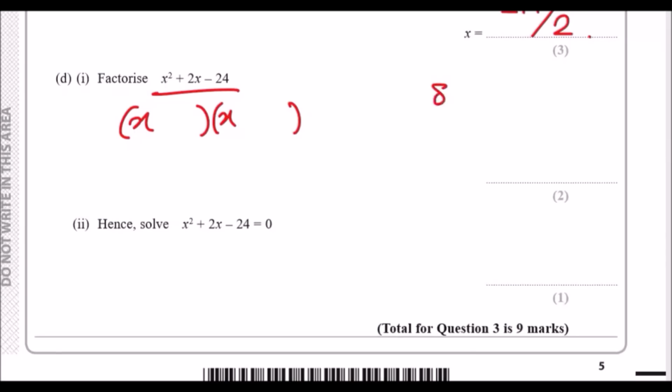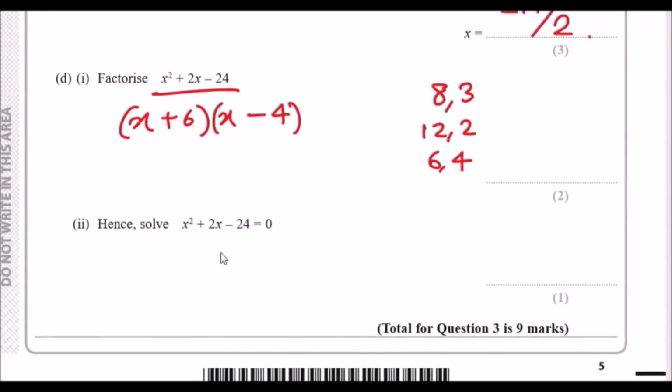So we got 8 times 3. But that doesn't seem to have a difference of 2. We also have 12 and 2. Anything better? Yeah, 6 and 4. So 6 and 4 clearly has a difference of 2. So you put 6 here and 4. To get plus 2, it must be plus 6 minus 4. And that's it. Easy. That's factorized.